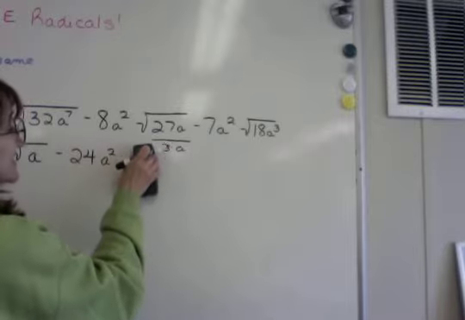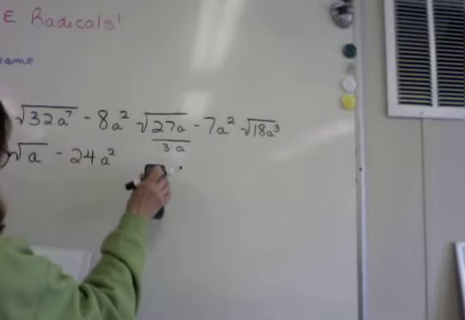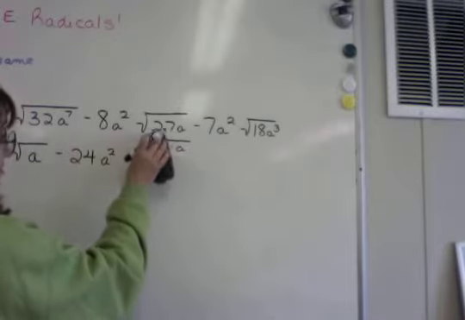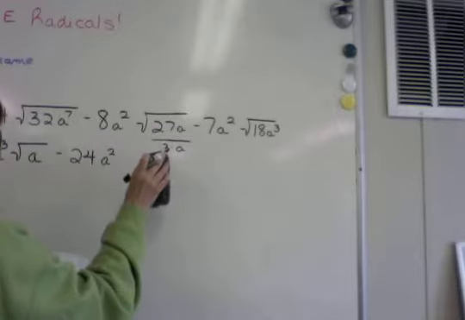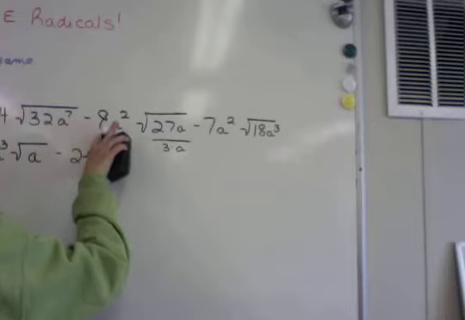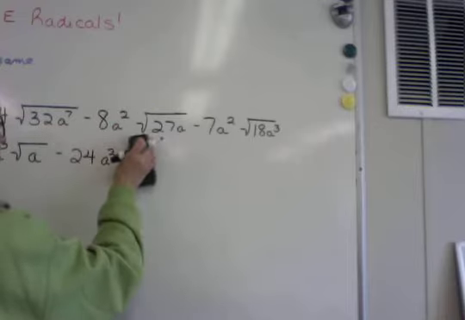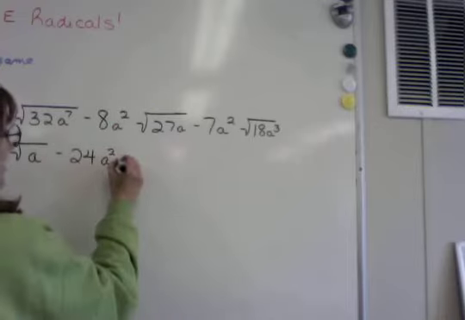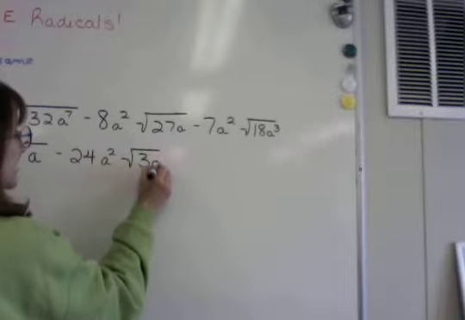This 3A is going to stay under there. We took out the 9 and multiplied. The 9 was a perfect square, so I took out the 3 and multiplied that to the 8 to get 24. What's still underneath the radical? I just keep it there, 3A.